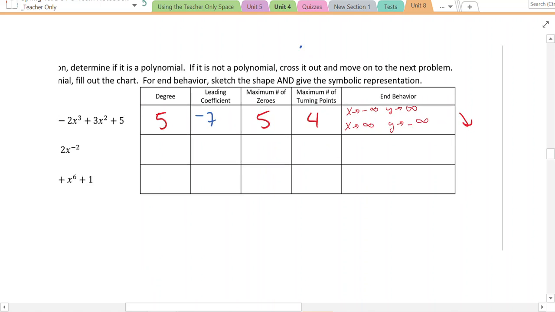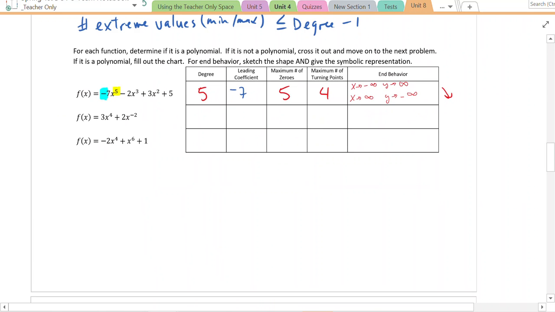All right, now we're going to do the next one. And I was supposed to check this before. Determine if it's a polynomial first. Is that a polynomial if it has a -2? No, not a polynomial. Cross it out. It's not a polynomial because you can't have negative exponents, right? For the next one, they're all positive, so we're good.